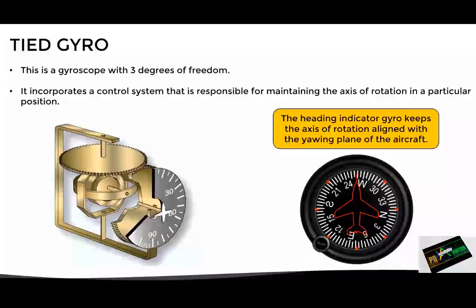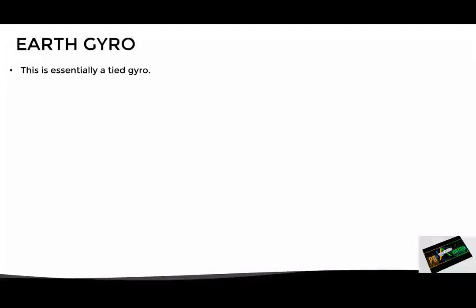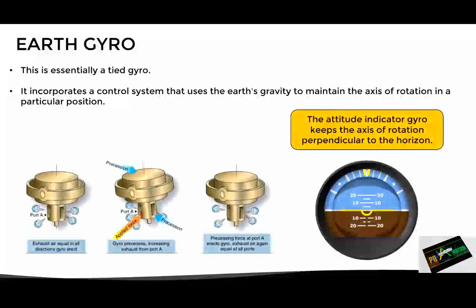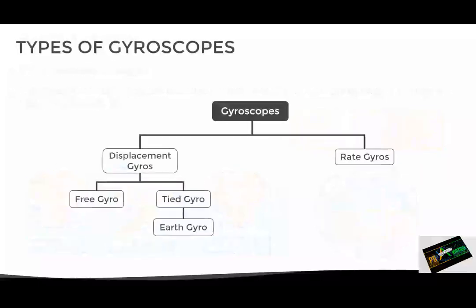Now, a similar variant of this tied gyro is the Earth gyro. The particularity of this gyro is that it incorporates a control system that uses the Earth's gravity to maintain the axis of rotation in a particular position. This type of gyro can be found, for example, in the attitude indicator. In this case, it keeps the axis of rotation perpendicular to the horizon in order to give an adequate attitude indication. With this, we have already seen the displacement gyros.